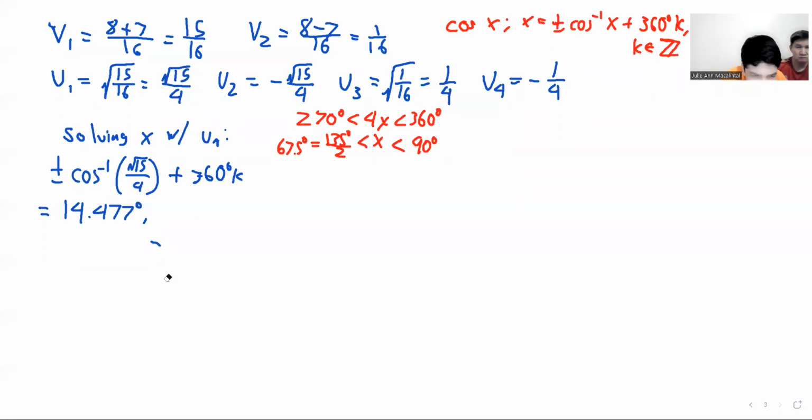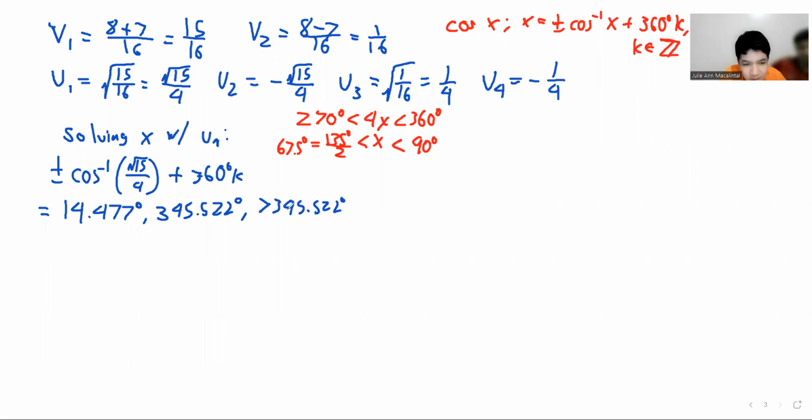Okay, so 14.477 plus and the 0. And then the next one we will use the plus, and then k is now 1. And then the next will be 345.522 degrees. And then if we do the minus on this one, actually this one is it. This is the minus, and then we use the plus. We could use the plus on the cosine inverse and then add 360, k is 1. That would be greater than 345.522, and then etc. Those are bigger than 360.